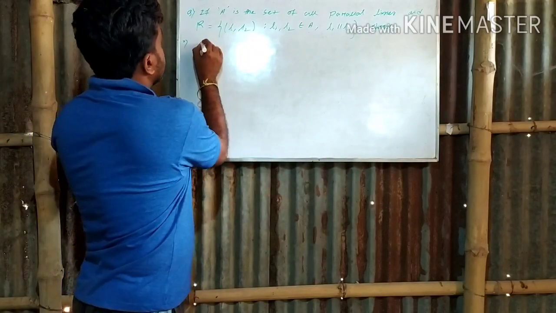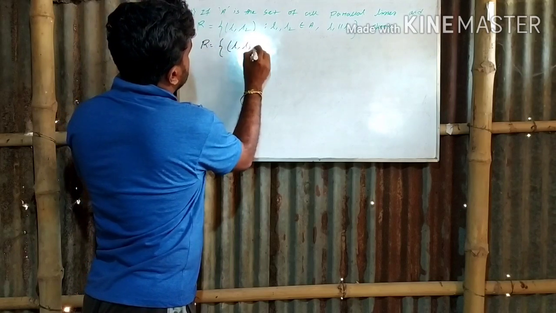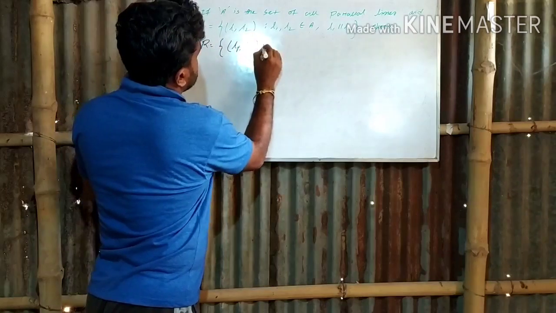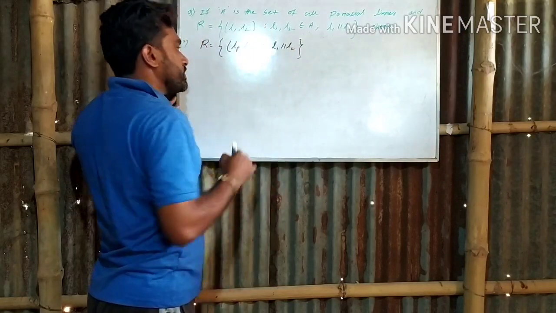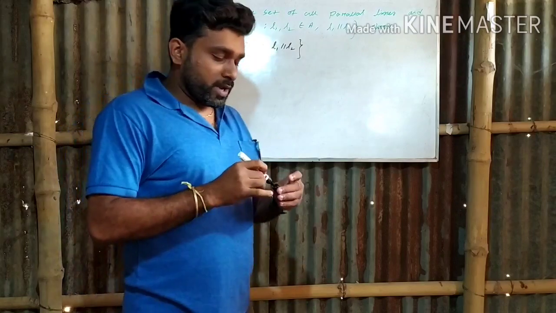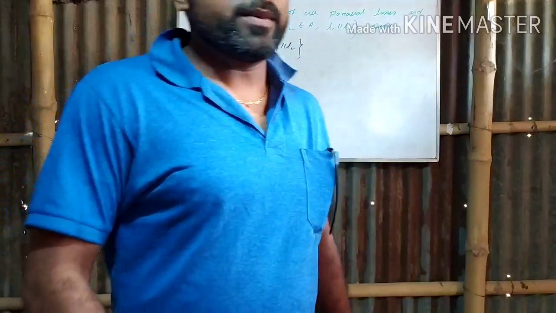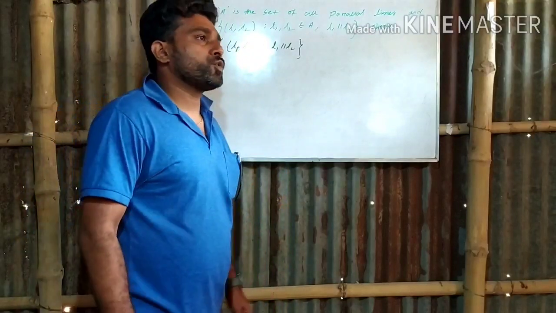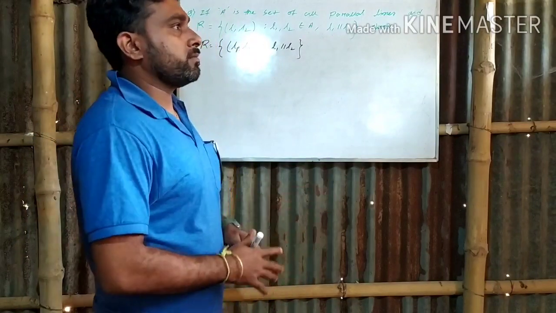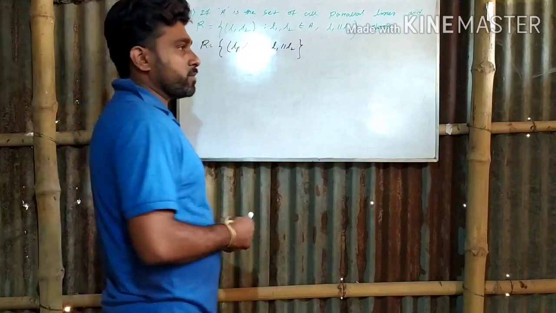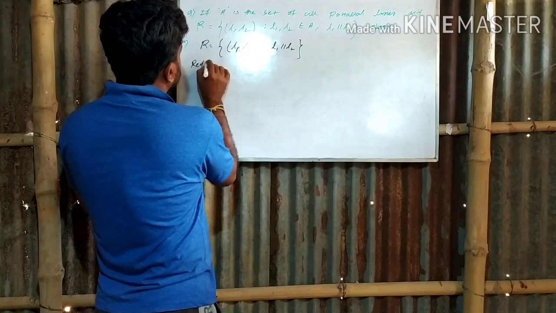The given relation set R equals the ordered pairs L1, L2 such that L1 is parallel to L2. That means between these two lines L1 and L2, the mapping or bonding can be constructed when these two lines are parallel. If the lines are parallel, then this relation can be constructed. So at first, the reflexive property.